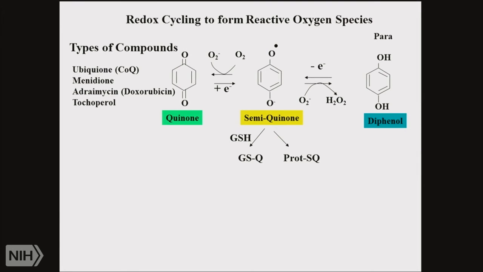Other compounds that do this are the quinones. This is ubiquinone, which is at site 3 in the mitochondria; menadione, which is vitamin K; doxorubicin, which is an anti-neoplastic agent; and tocopherol, which is a water-soluble vitamin E.